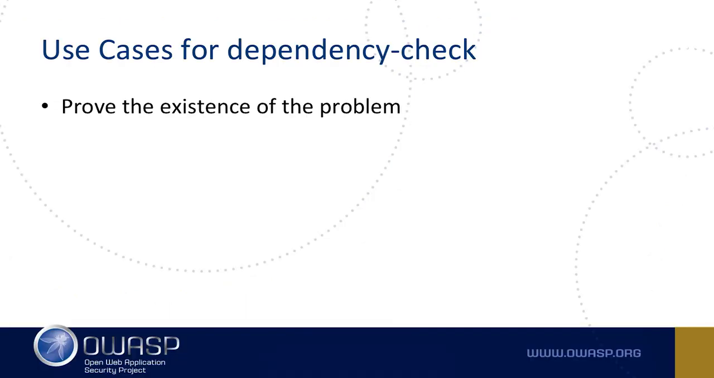Okay, so what are some of the use cases for dependency check? Well, in your organization, you can use it to prove the existence of this problem in your applications. Just because you can show people reports from like Black Duck and others, until they see a concrete example of how this is affecting their applications, they may not listen, and you may not be able to get funding for a project to deal with this problem.